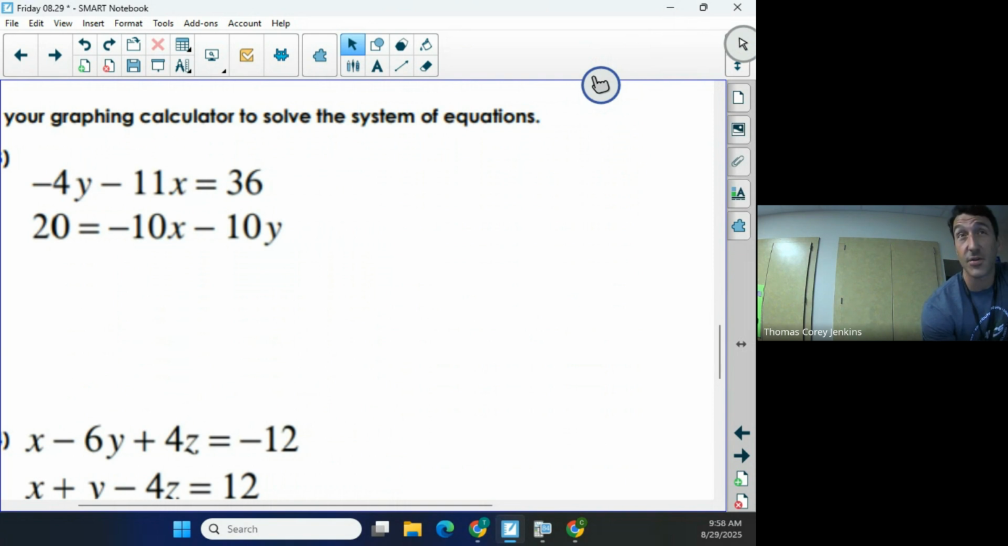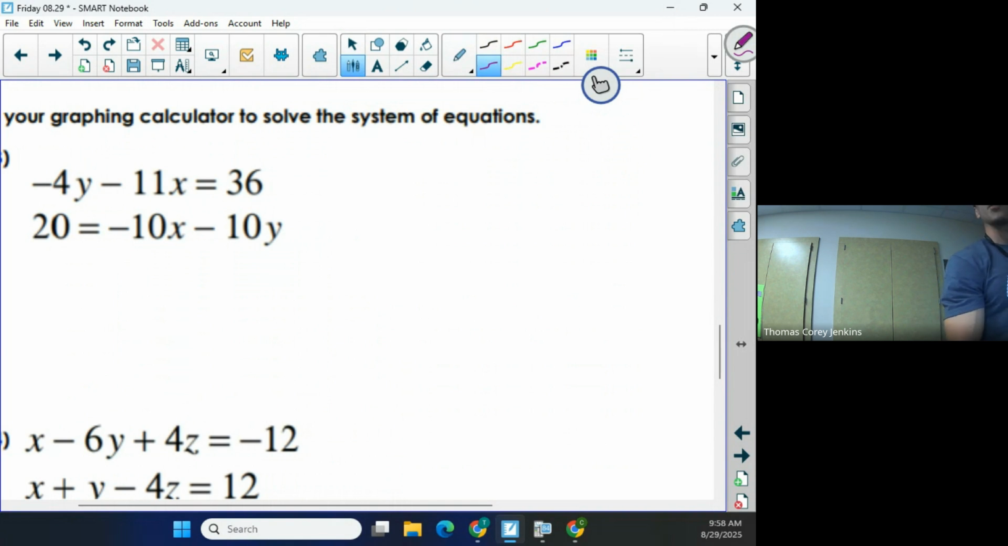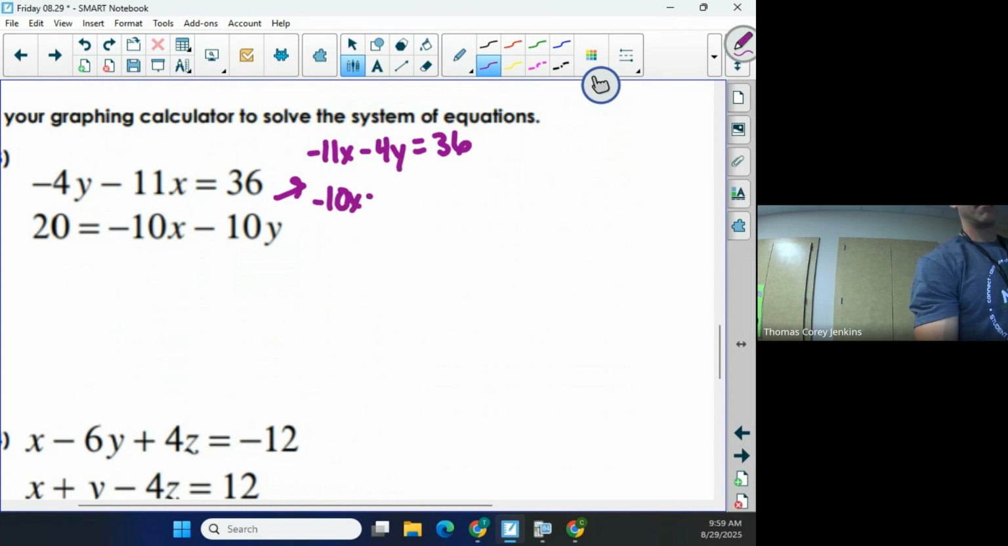Now, when you are writing your original matrix, that's part of showing your work. You want everything in standard form. So in this example, these terms are kind of jumbled up. So I would just go alphabetical order, okay? So I would think of this when I'm writing my matrix as -11x minus 4y, just kind of reordering my terms, equals 36. And then on the other one, we're going to have -10x minus 10y equals 20. So that just will make it look cleaner. Then we'll know column 1 are my x's, column 2 are my y's, column 3 are my constants. Okay, you just want to be constant there.